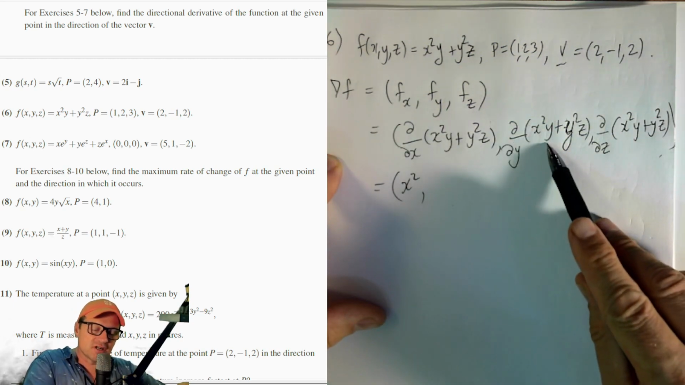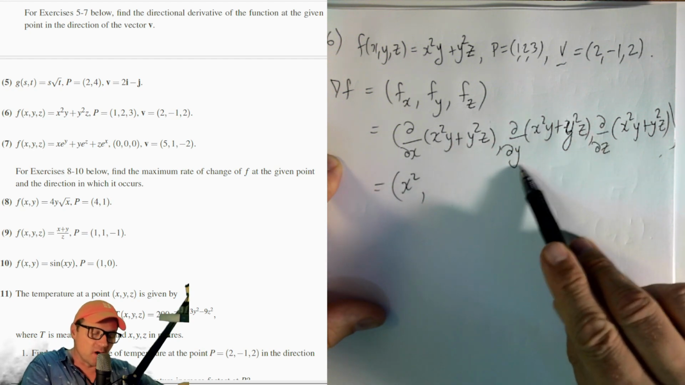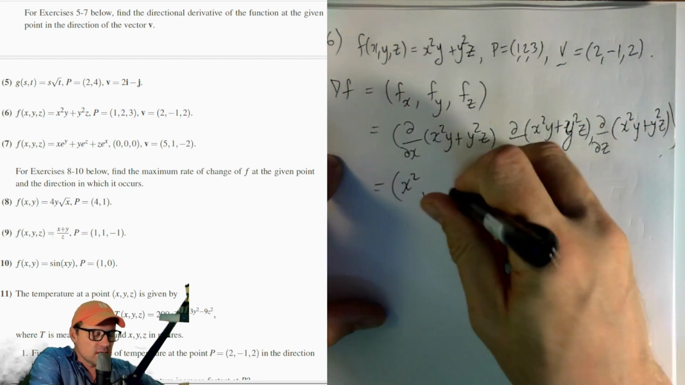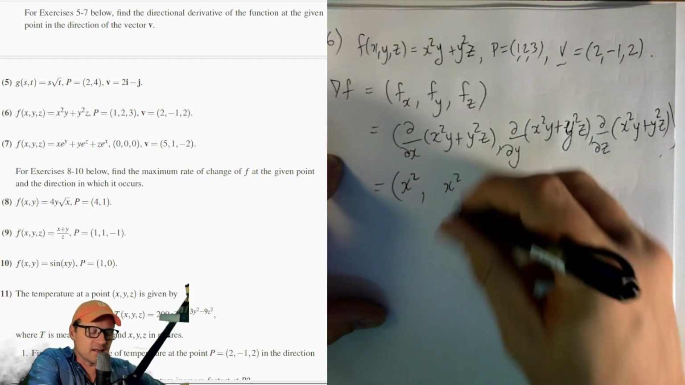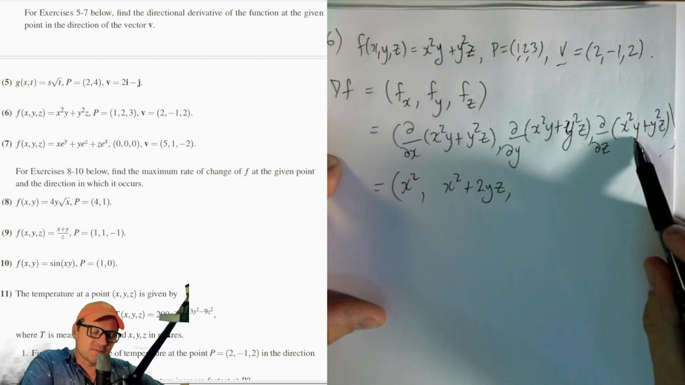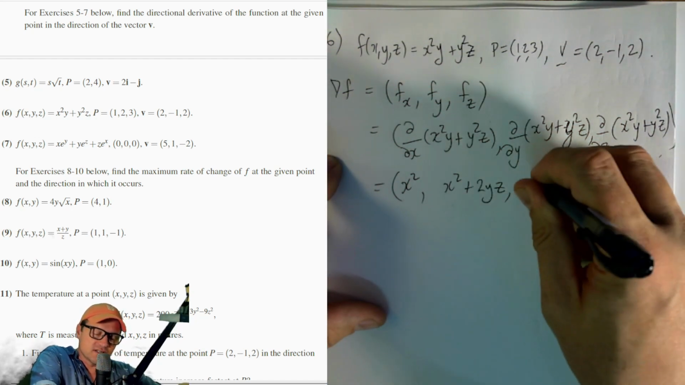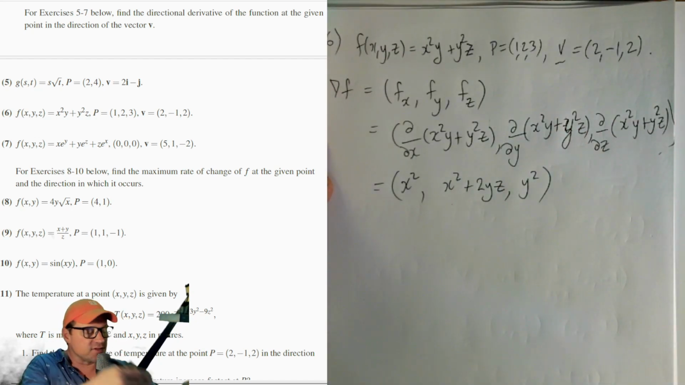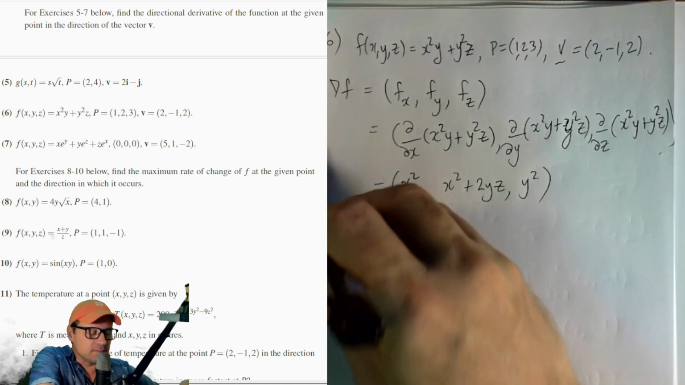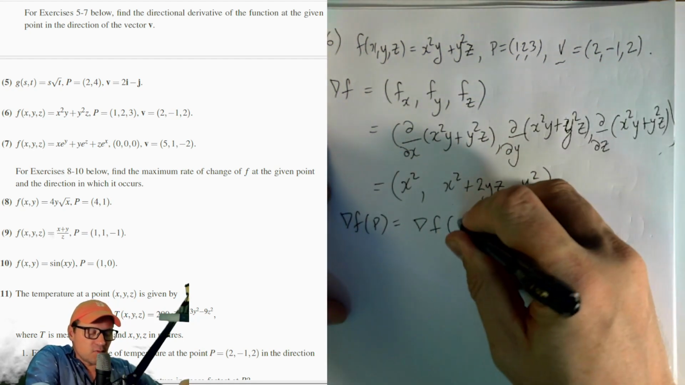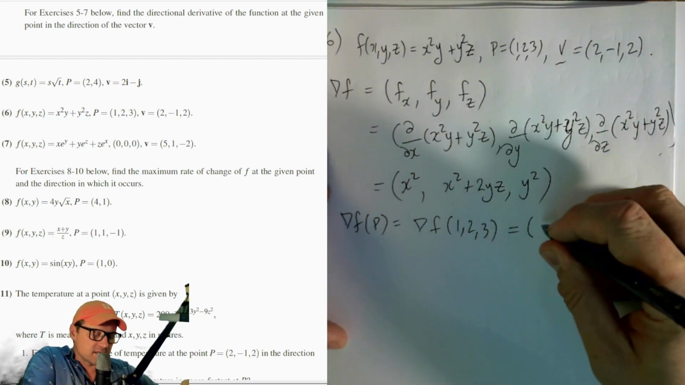Okay, now differentiating x squared y plus y squared z with respect to y partially, the x squared can come through. And so we have x squared plus 2yz. Differentiating with respect to z partially, we have 0 plus y squared, so y squared. All right, so now we've got the gradient vector. So now we want to evaluate the gradient vector at the point P. So we're subbing in the point 1, 2, 3. So we have 1 squared in the x component.